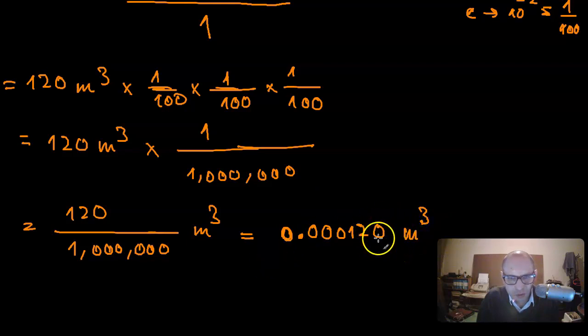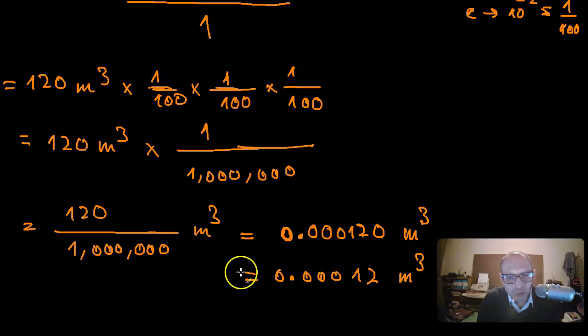And of course, this 0 over here, unless you want to keep the number of significant figures or something like that, it's not really important. You can write this as 0.00012 cubic meter, which is the answer that we got before, right?